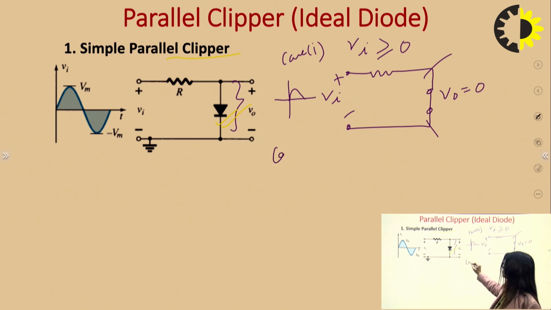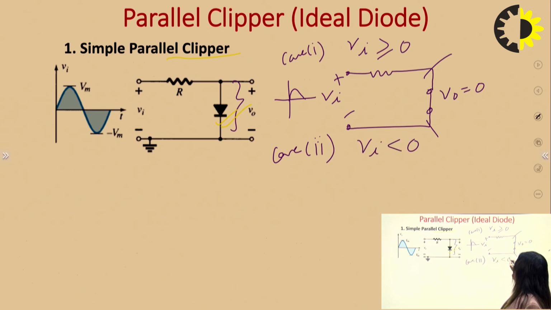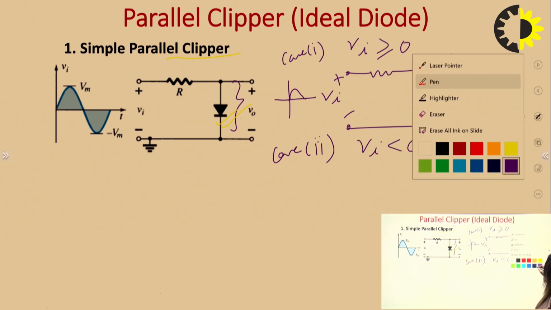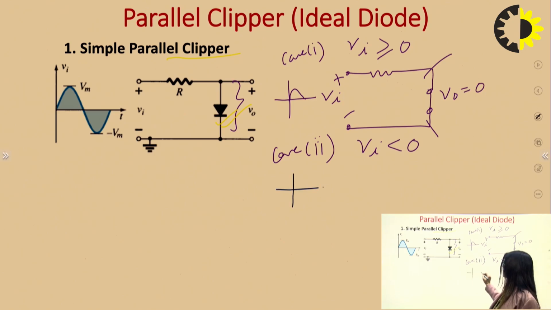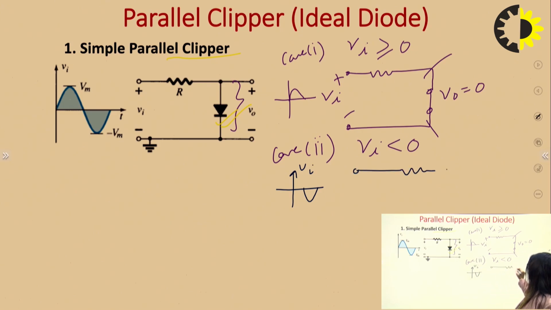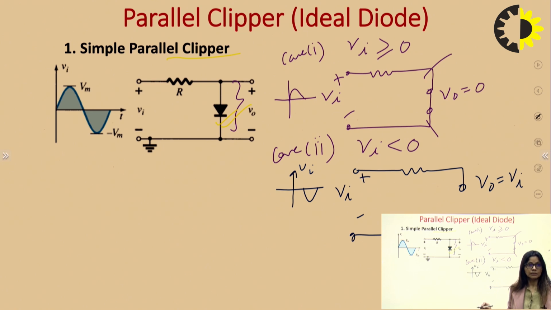And case 2, when Vi is less than 0, that means for this particular part of the input waveform, the diode is reverse bias, and output is equal to Vi. There would be no voltage across the resistance because there is no current, so no voltage will appear here. All the input voltage will appear here.